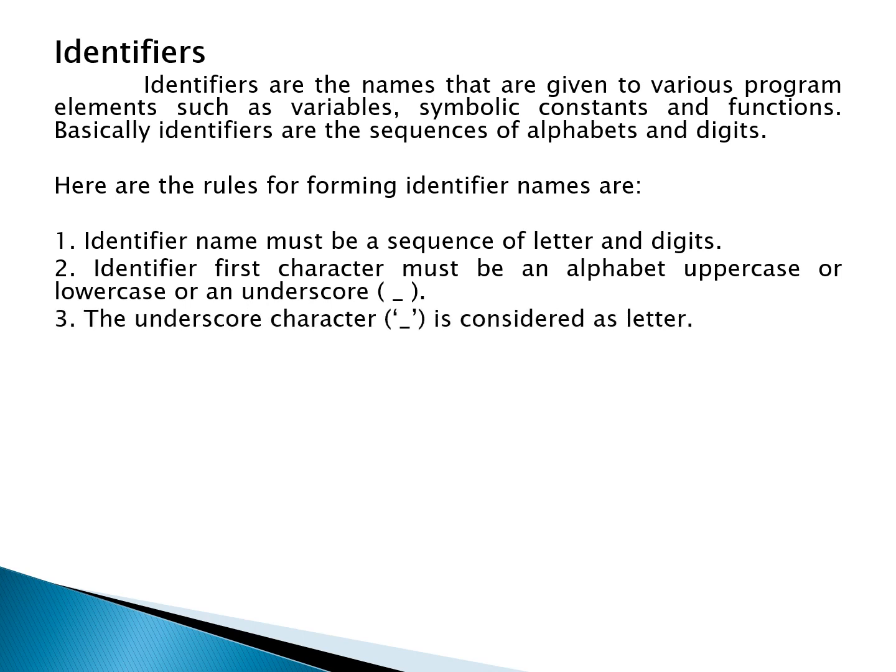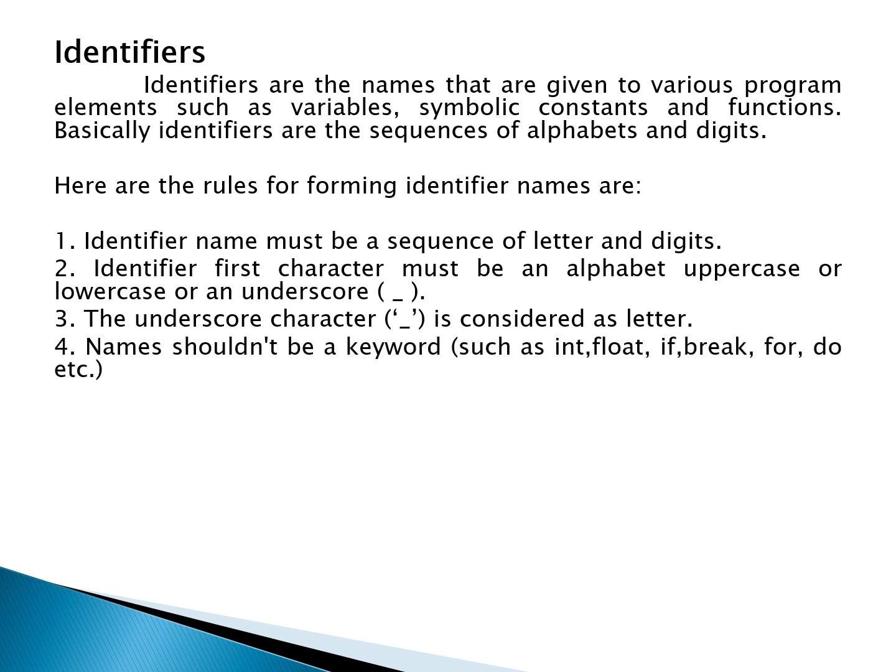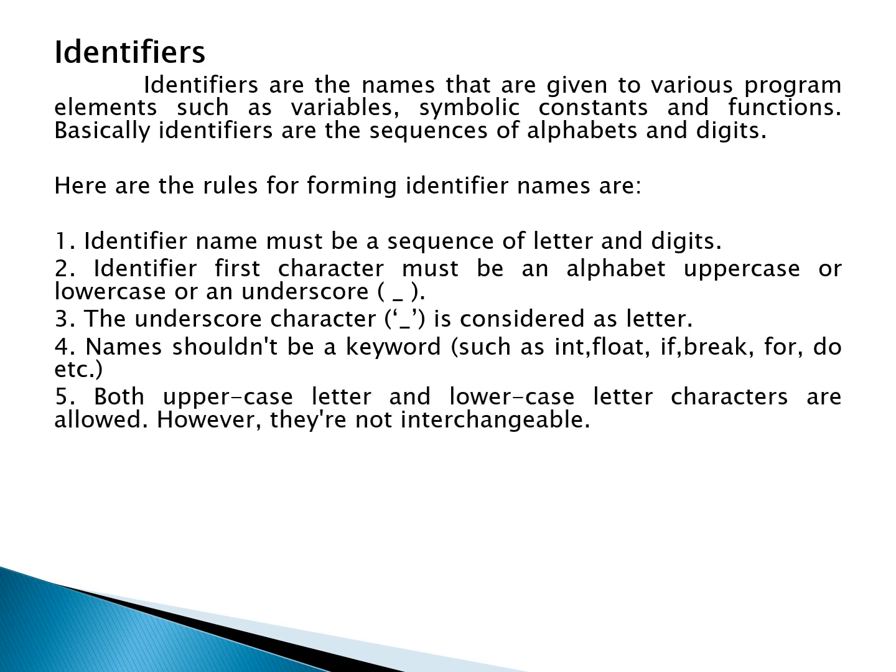The underscore character is considered as a letter. Names shouldn't be a keyword. Whatever identifier names we give should not be a reserved word such as int, float, char, void, main, etc. Both uppercase and lowercase letters are allowed. However, they are not interchangeable, and C programming is case sensitive. That means uppercase and lowercase characters are treated differently.